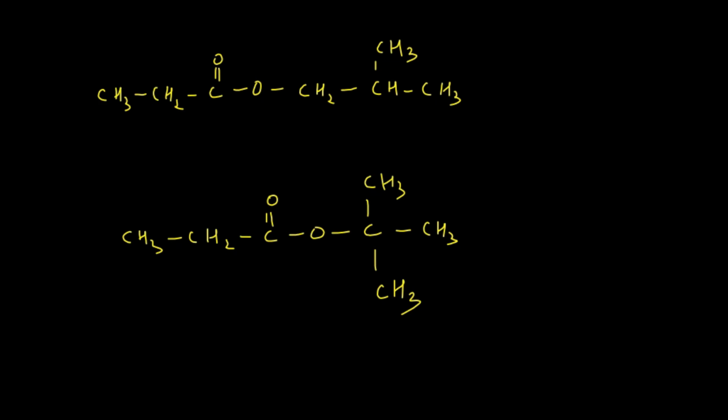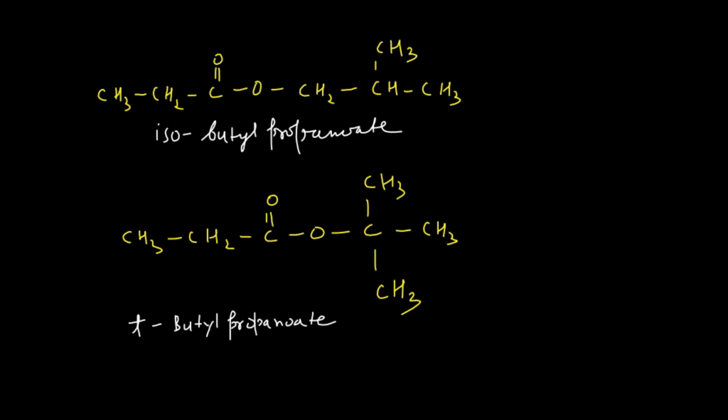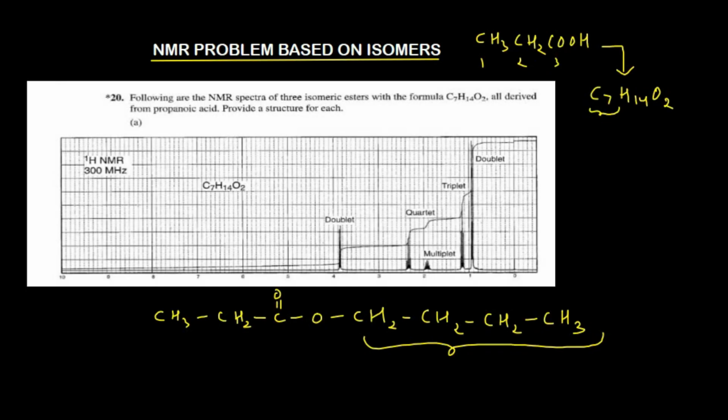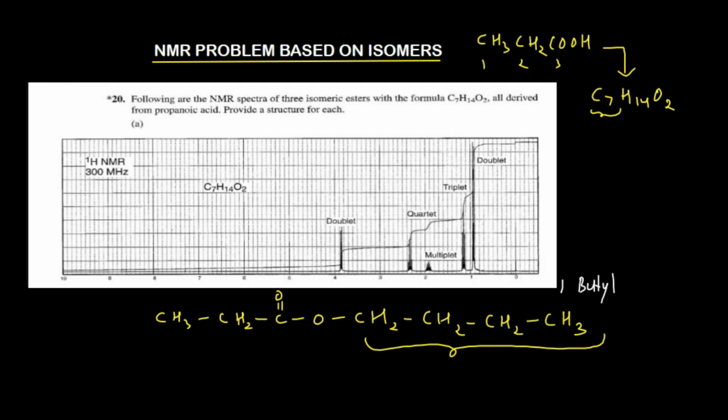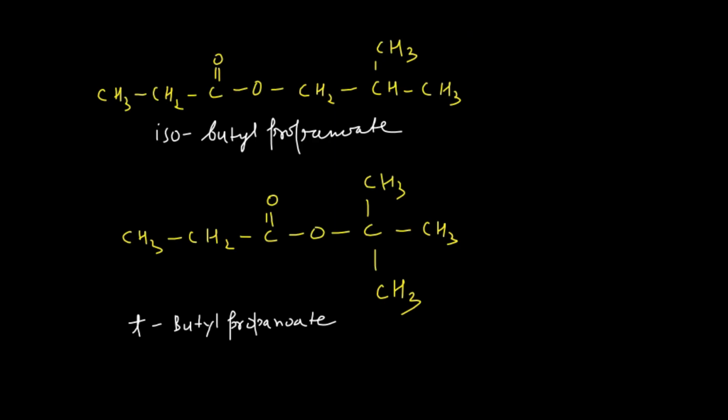Okay, so what are these compounds? The last compound is your tertiary butyl propanoate, and the earlier one was simply butyl propanoate, or simply you can write n-butyl propanoate. So this is how you can write these particular structures. Now, since you have only 3 possible structures, you can go for their proton NMR spectrum and their splitting pattern as well. So first of all, I am doing this for the last one, tertiary butyl.